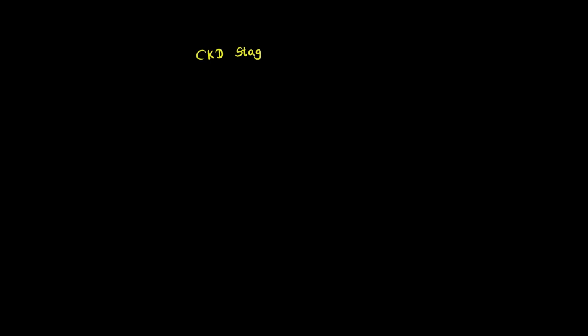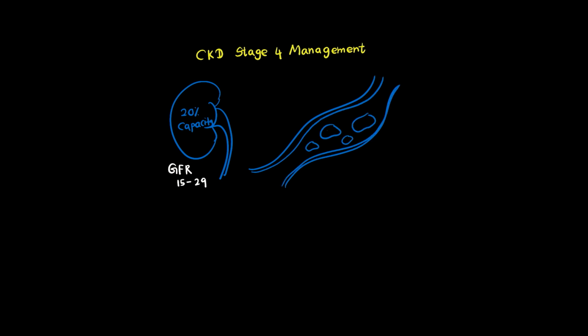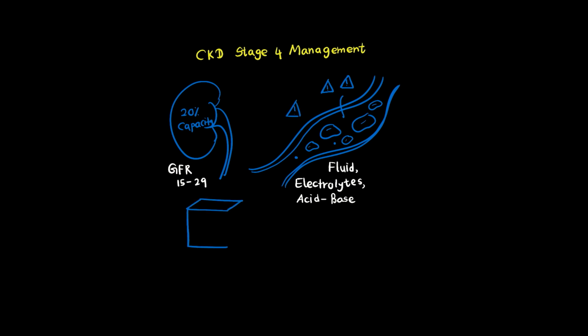Chronic kidney disease stage 4 represents critical decision points in management. With GFR between 15-29, the kidneys retain less than 30% function. At this stage, uremic toxins accumulate, causing fatigue, nausea, and cognitive changes. Electrolyte imbalances become life-threatening. The kidneys can no longer maintain fluid balance, acid-base equilibrium, or produce adequate erythropoietin. Most importantly, progression to end-stage renal disease is now inevitable.